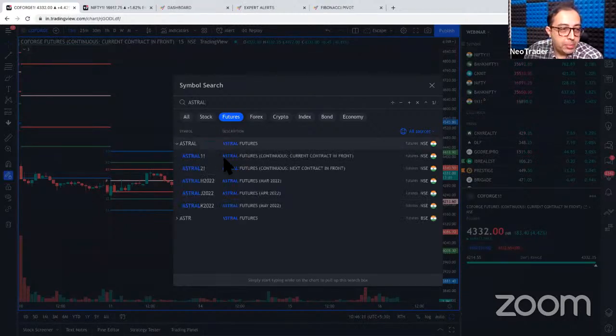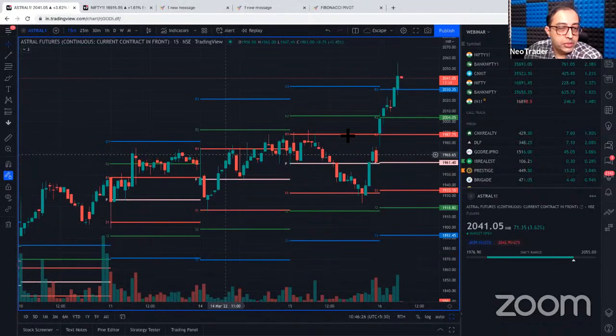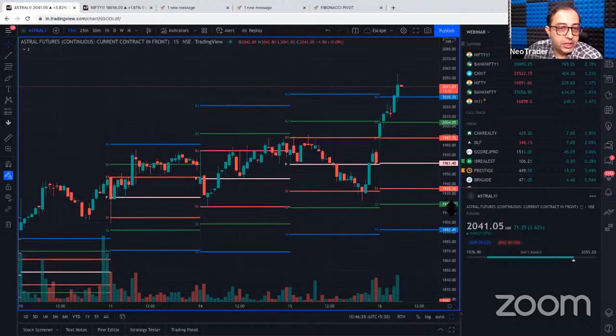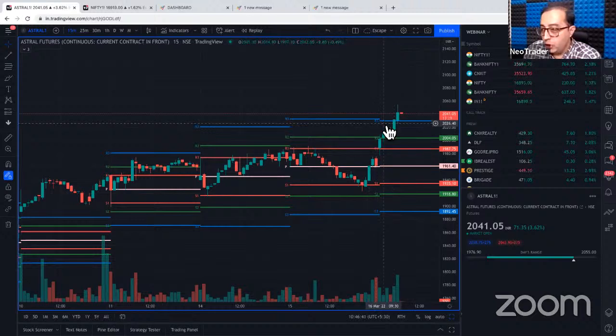As per our approaches, it has cleared R3. So Astral is at a very good point right now. It has given a nice breakout above R3. So Astral is getting set for some strong upside. Good question there.